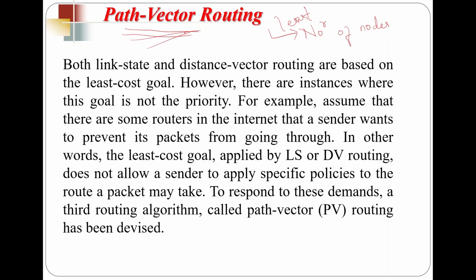The main agenda of the path vector algorithm is that we choose a particular path such that it contains fewer nodes. So you can observe here, in the link state algorithm or distance vector algorithm, we were mainly focusing on the least cost goal, whereas in the path vector algorithm, we focus more on the smaller number of nodes.